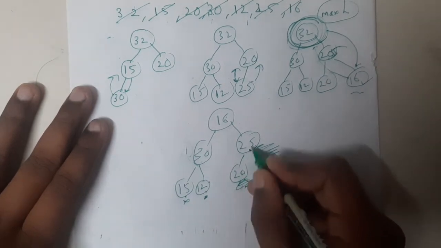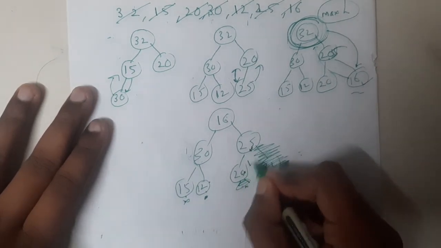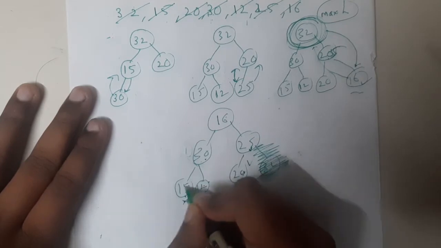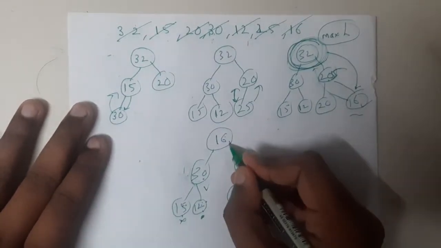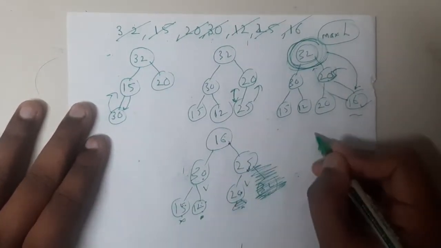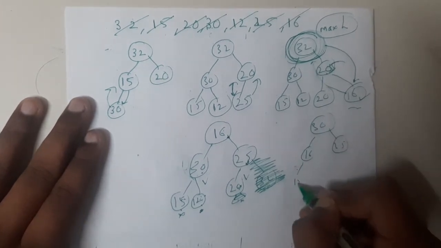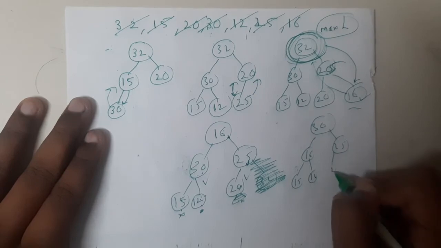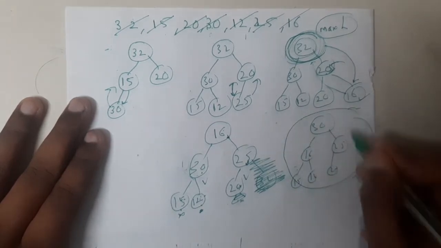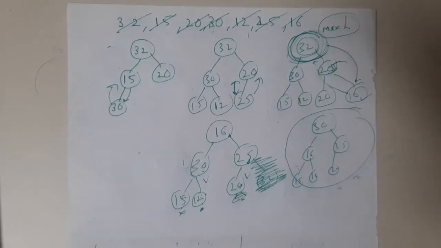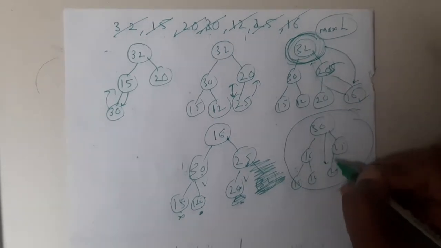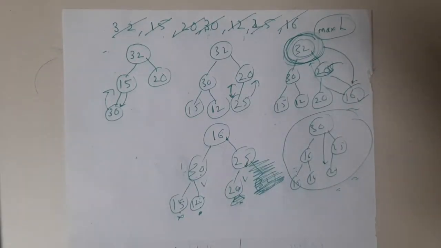Yes. Is it following the max heap property? 25, 20? Yes. 30, is it following the max heap property? Yes. Now 16, is it following the max heap property? No. So 16, 25, 15, 12, 20. In this way, now we got the max heap, right? After deletion, if you want to delete again, swap again, delete again. In that way the deletion operation will work.